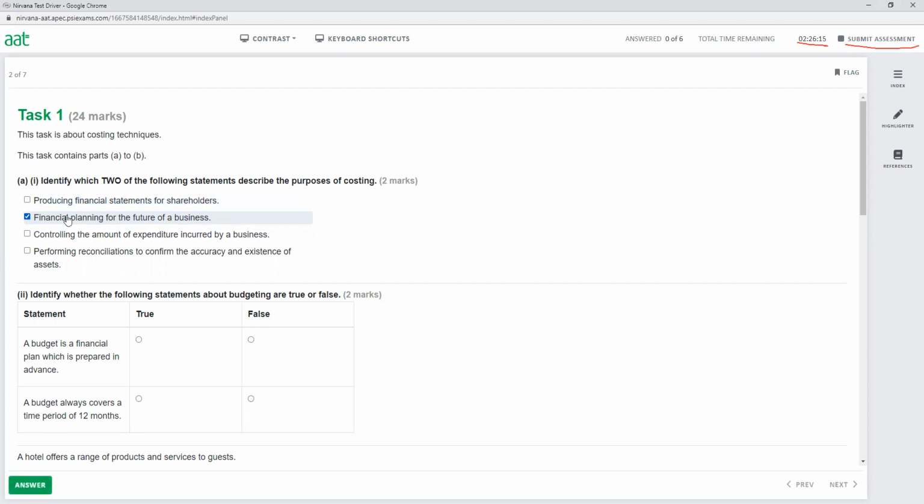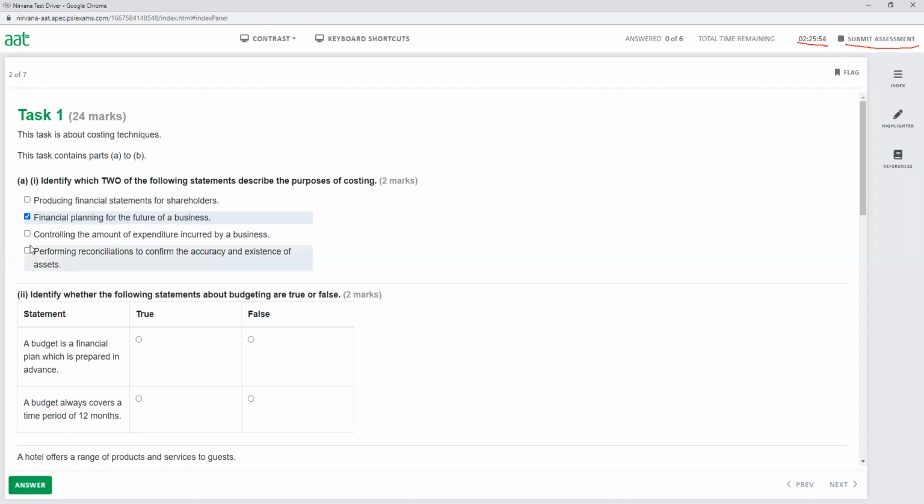So if we say what is budget, budget means planning for the future. Obviously, management budgeting is all about the budget, all about management. If we make a plan for the future, this is the job of the management accountant, and this is one of the purposes of costing.